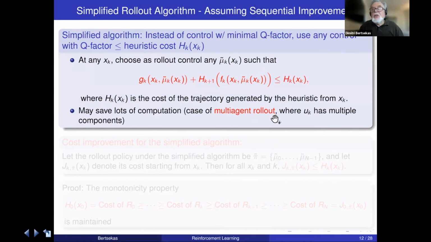Multi-agent rollout reduces the search space by looking at only a subset of controls. Instead of looking at all the joint choices of the multiple agents, it considers choices one at a time. And as a result, from an exponential number of Q factors to compute, we have a polynomial number of Q factors to compute. And this logic here indicates that we maintain the cost improvement property, assuming sequential improvement of the base heuristic.